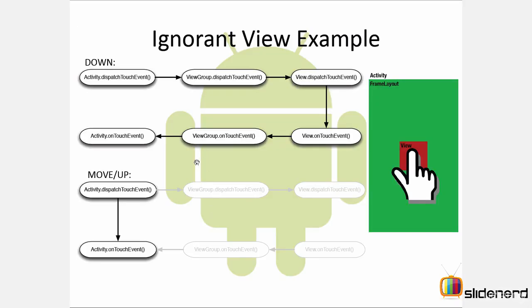So let's take a look at how this whole mechanism may actually work. Here you have an activity, there's a frame layout, and there's your view, which is basically a button or a text view inside that frame layout. So how does this whole mechanism work?